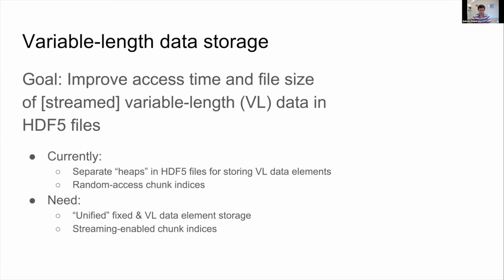So currently these are implemented with what we call heaps in HDF5 files that store the variable length data elements. And then when you're appending, they use chunks to break up the dataset into the individual pieces so you can sequence through them and append at the end, which is really the important part. But how do you find a chunk in HDF5? You use a chunk index, but those are mainly focused at random access right now. We'd really like to see some way of unifying this data storage and then stream enabling the chunk indices.